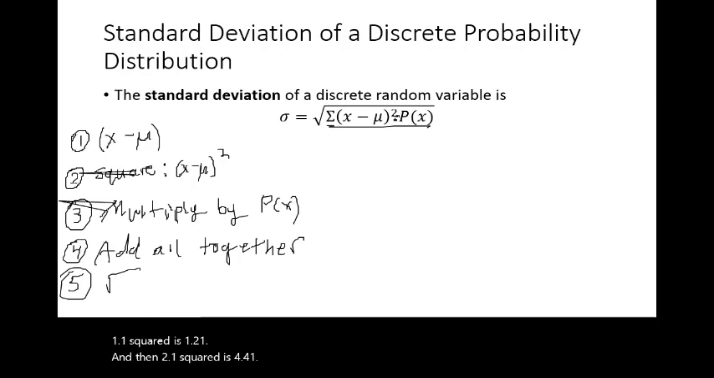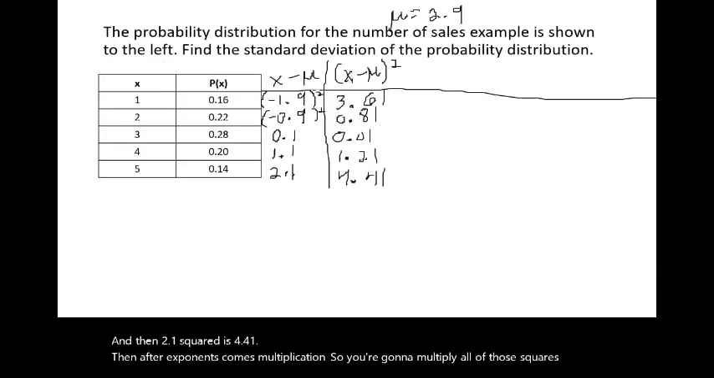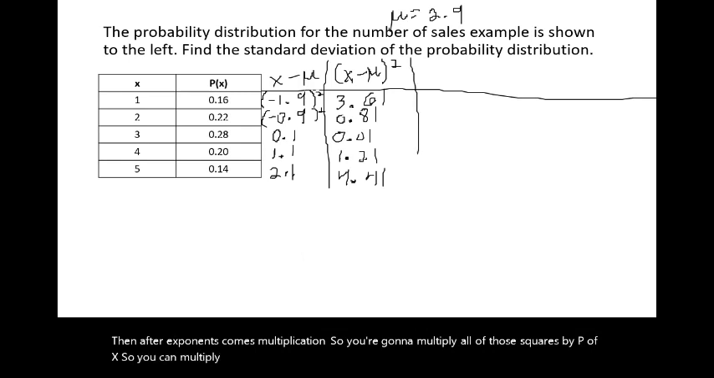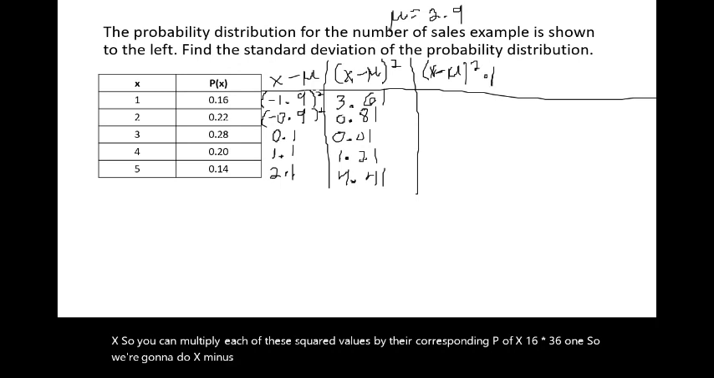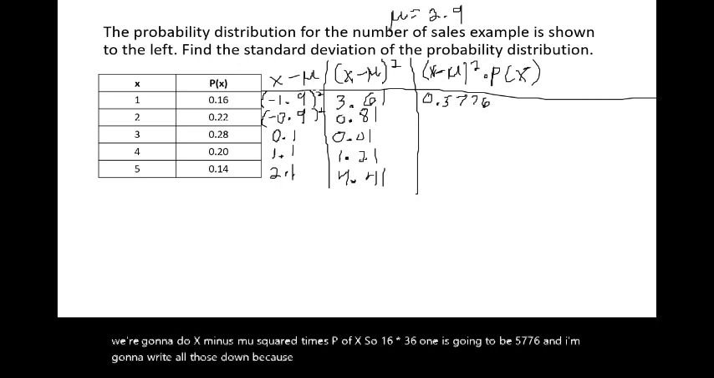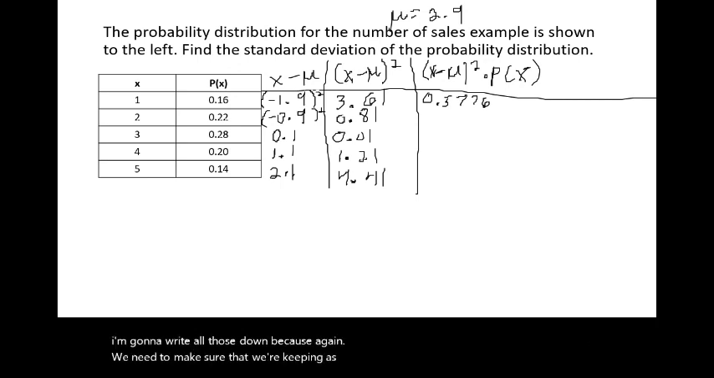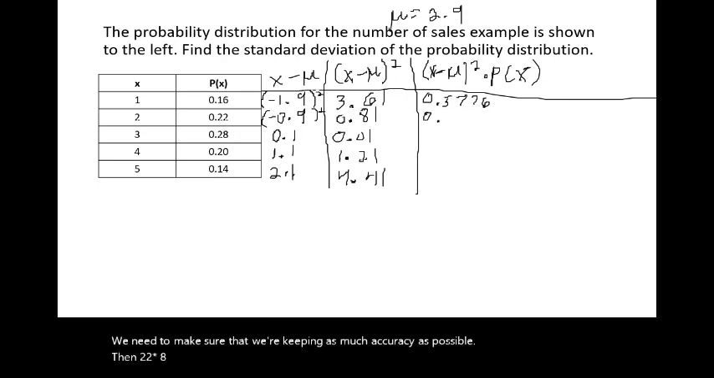Then after exponents comes multiplication. So you're going to multiply all of those squares by p of x. So you're going to multiply each of these squared values by their corresponding p of x. So 0.16 times 3.61. So we're going to do x minus mu squared times p of x. So 0.16 times 3.61 is going to be 0.5776. And yes, I'm going to write all those down because, again, we need to make sure that we're keeping as much accuracy as possible. Then 0.22 times 0.81 gives us 0.1782.